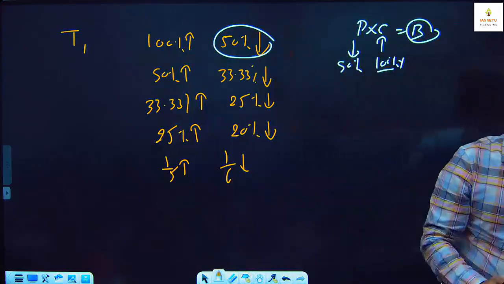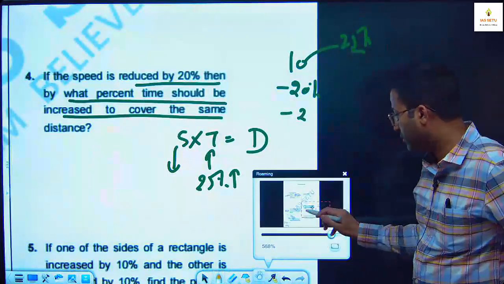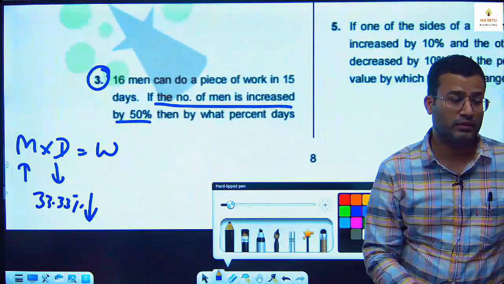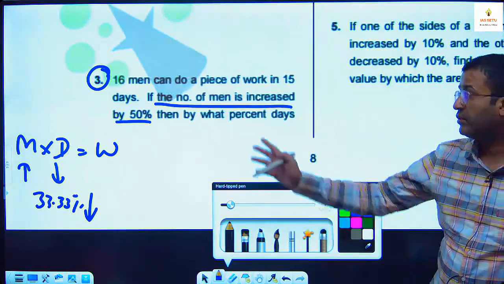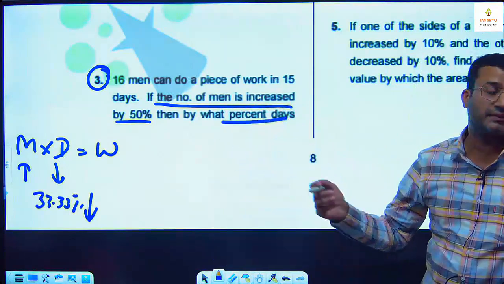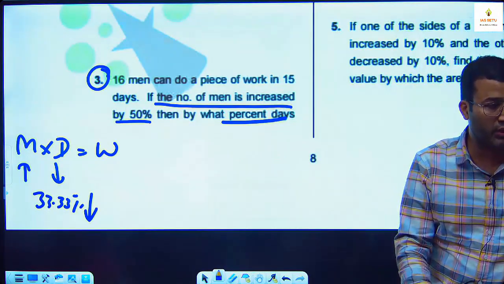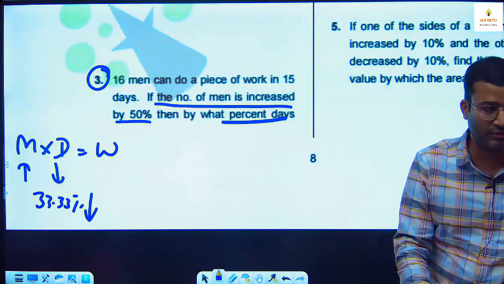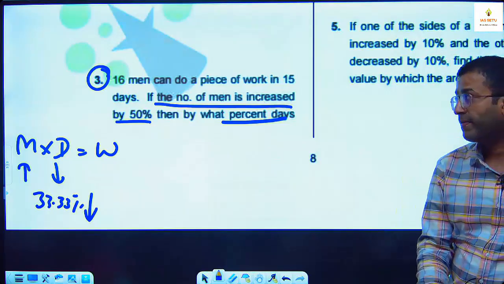Now your doubt. हाँ जी, क्वेश्चन नंबर 3 में क्या डाउट है? किस चीज पे? If the number of men is increased by 50%, then by what percent time should be reduced? बड़े हुए तो मैन 24 होंगे ना, क्या डाउट था? नहीं, 24 के अलावा और क्या वैल्यू आ रही थी मन में? बड़े हुए से करेंगे.